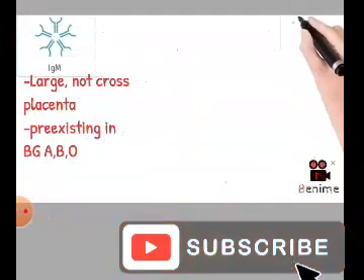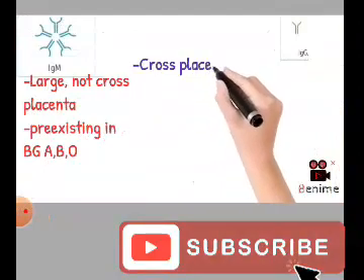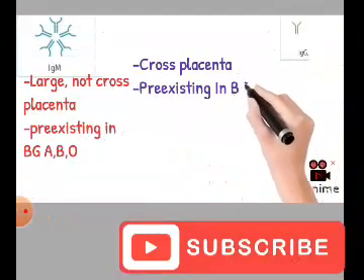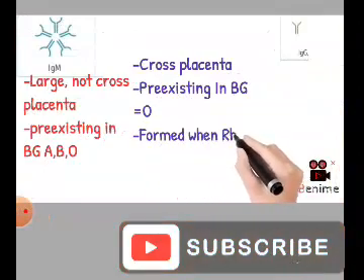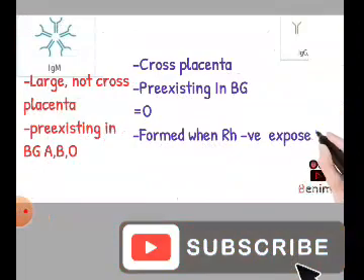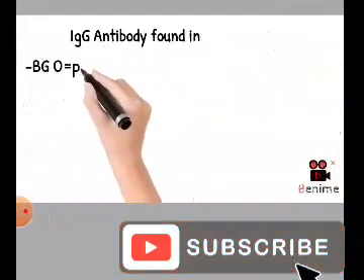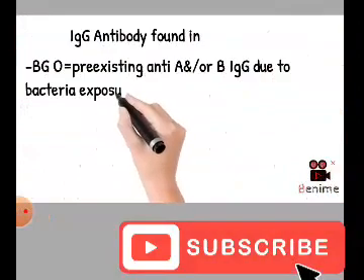Immunoglobulin G is produced in two conditions. One is in individuals with blood group O due to bacterial colonization, and the other is in individuals with Rh negative blood after exposure to Rh positive blood. So these are the two conditions that can produce immunoglobulin G.